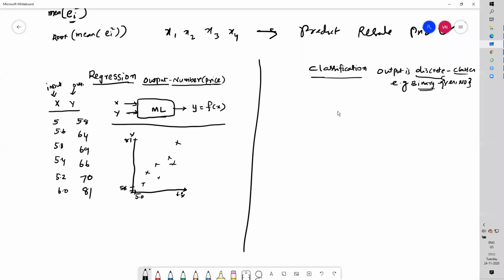Now, what mathematical function can represent the relationship between these two data points? We need to think about that. It's not magical that you give any input and any output, and we can generate that output from the input. No, there has to be some basis, some relationship between the input and the output through which we can represent them in the form of a mathematical equation.